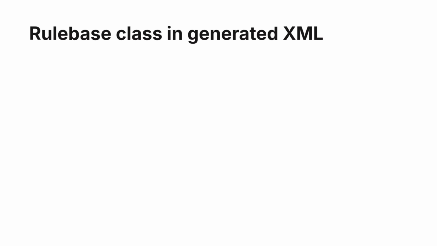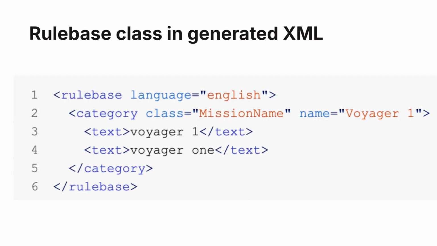When rule bases are generated, the rule-based class is embedded directly into the rules. Notice the class attribute. That value, mission name, is what downstream systems use to interpret the tag correctly.